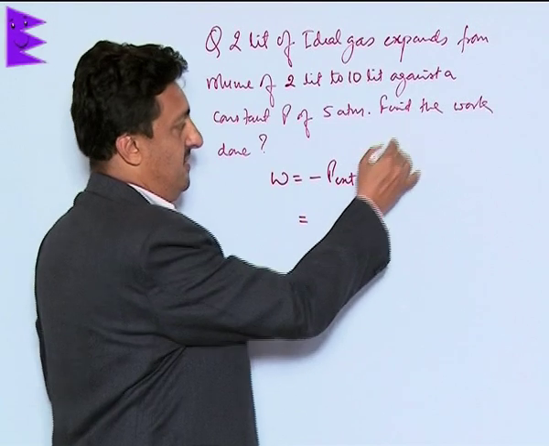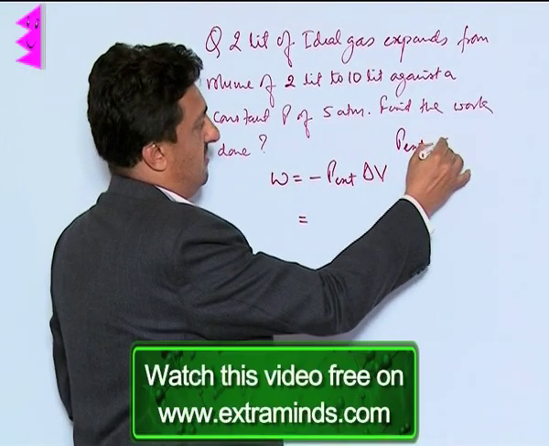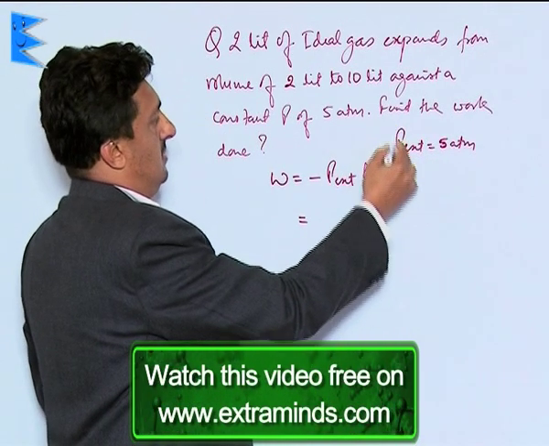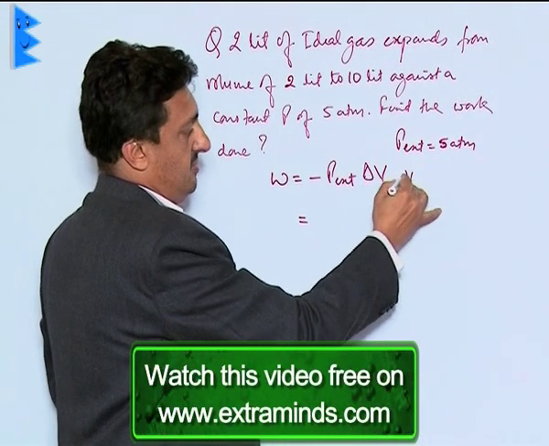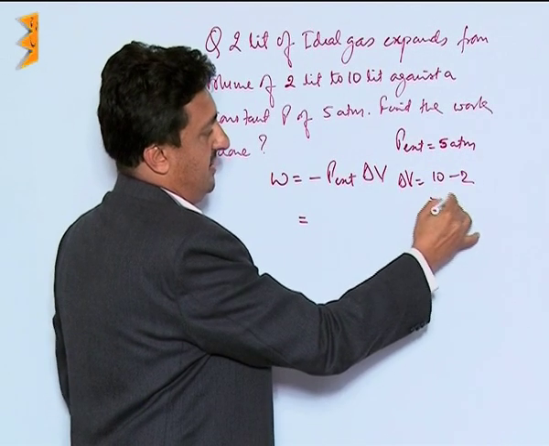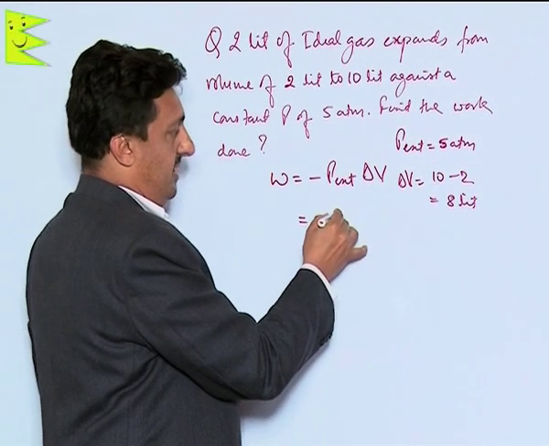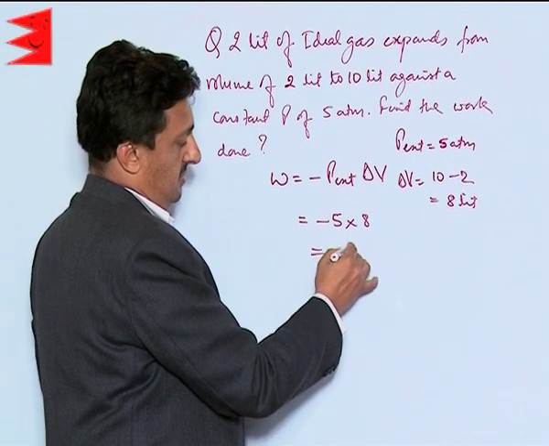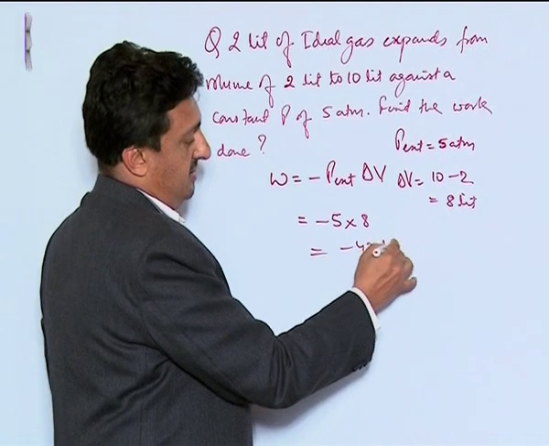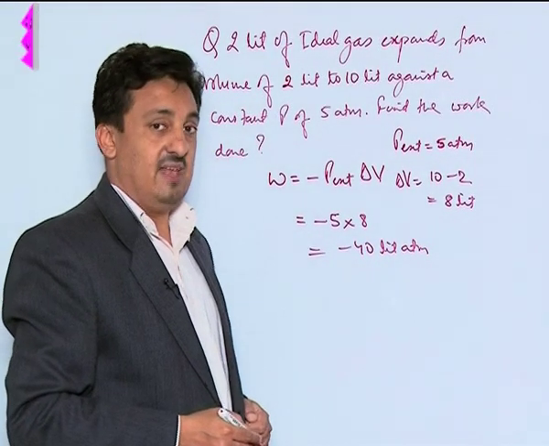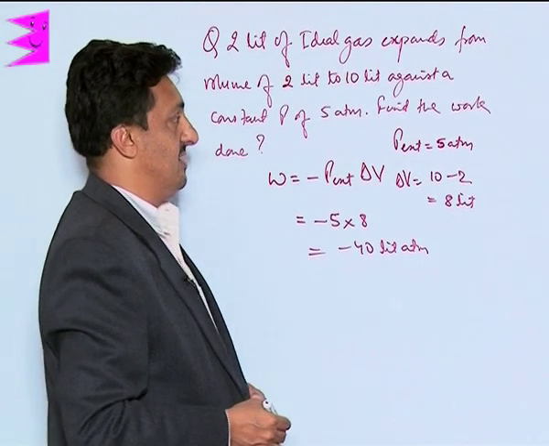Now P external we know is 5 atm, and the volume change delta V is 10 minus 2, so it's 8 liters. So it is minus 5 into 8, so it's minus 40 liter atmosphere. So this is the work done when the gas expands from 2 to 10 liters against a pressure of 5 atm.